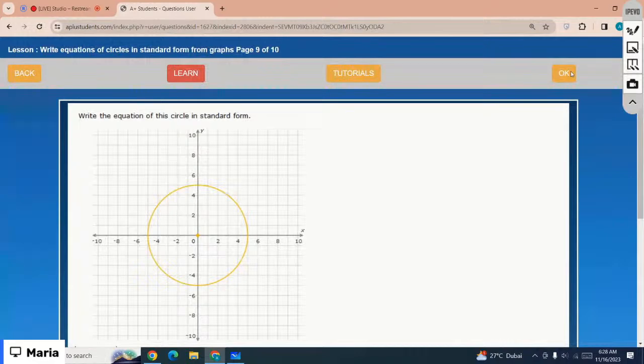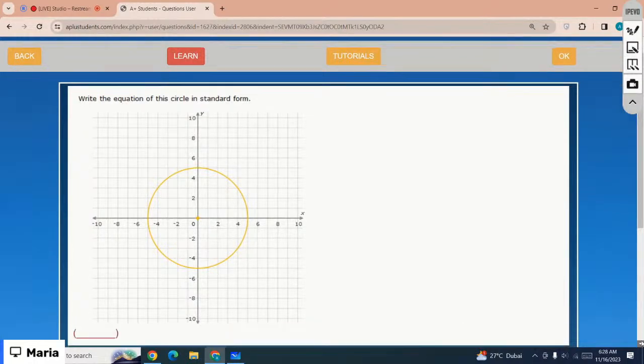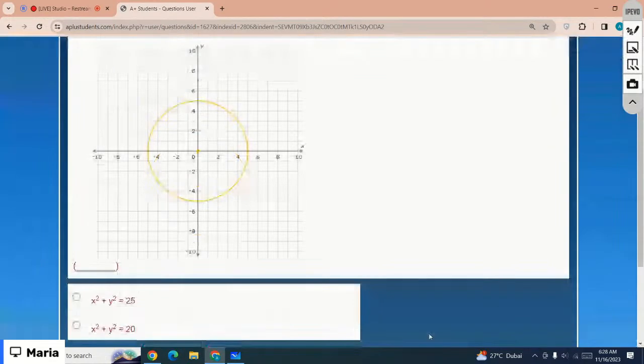Write the equation of the circle in standard form. So, which is the correct option? The correct option is x square plus y square equals 25.